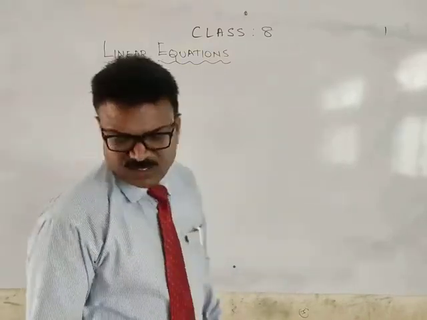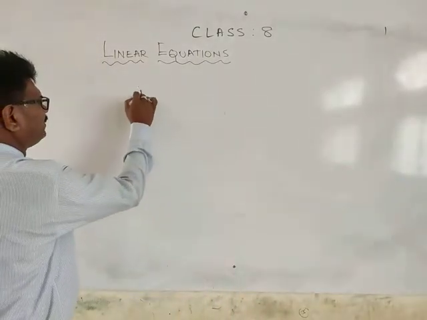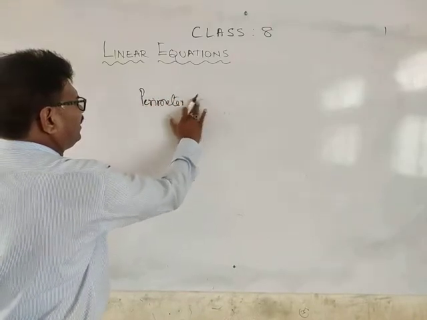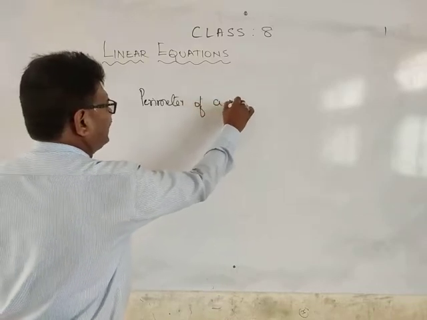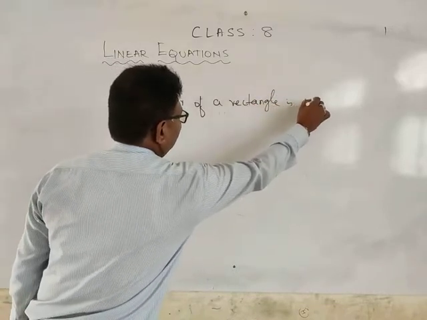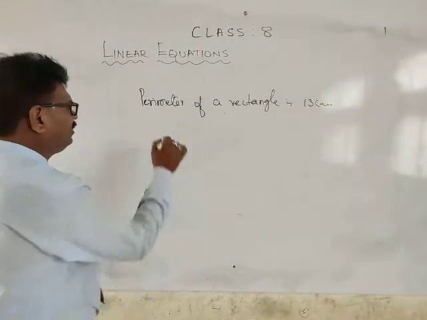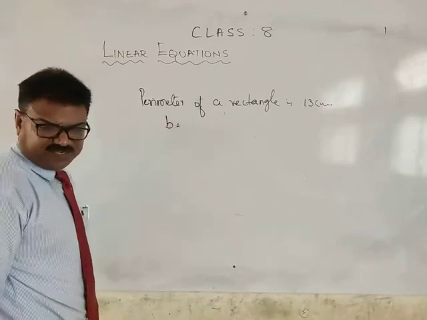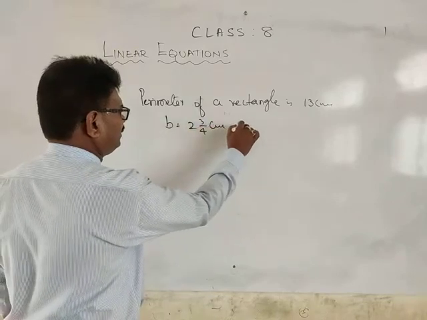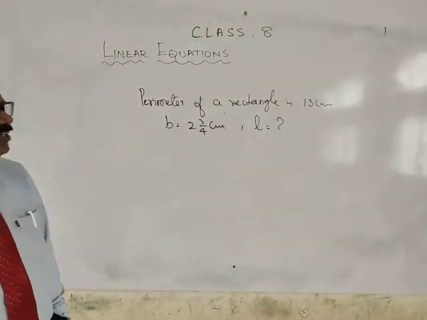Okay, one more question. The perimeter of a rectangle is 13 centimeters. If its width, which is nothing but breadth, is 2 3 by 4 centimeters, then what is the measurement of the length?